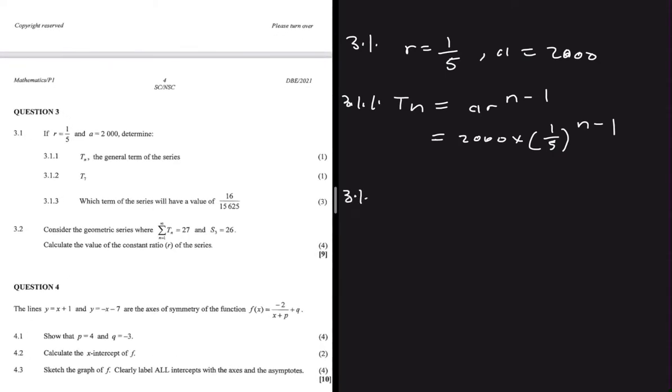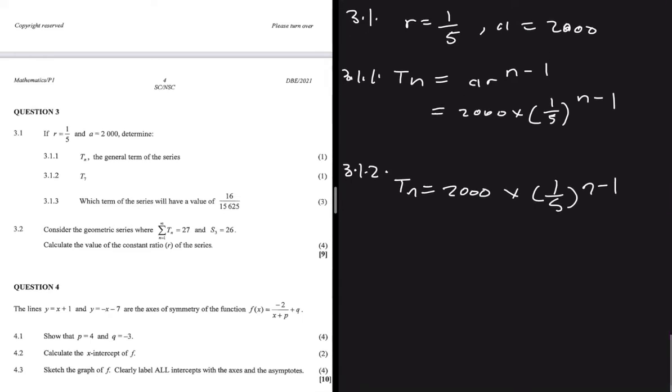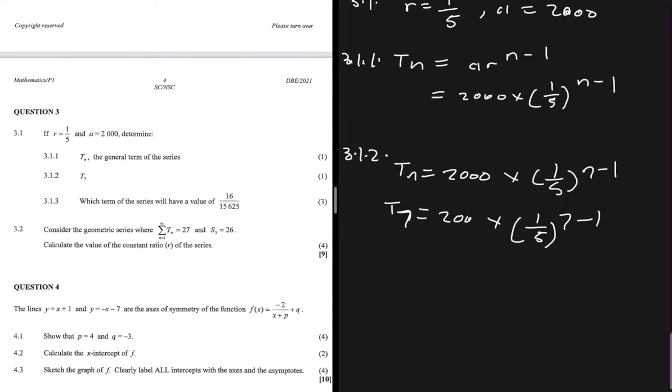And then 3.1.2 says determine the seventh term of the series. So T7 will be equal to, okay, let me write the formula down again. So Tn equals 2000 multiplied by 1 divided by 5 to the power n minus 1, and then T7 equals 2000 multiplied by 1 divided by 5 to the power n is 7, right? So that is 7 minus 1.